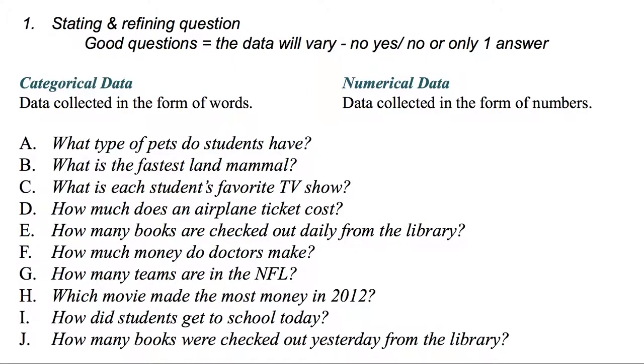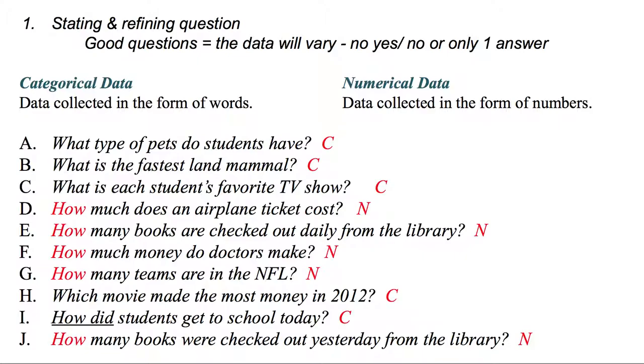So when you're figuring out your question, it can either be categorical or it can be numerical. A categorical question means that the answer to the question is going to be in words. And for numerical data, the answer to the question that you've asked is going to be in numbers. So again, pause the video and see if you can figure out whether each of these following questions are categorical or numerical data.